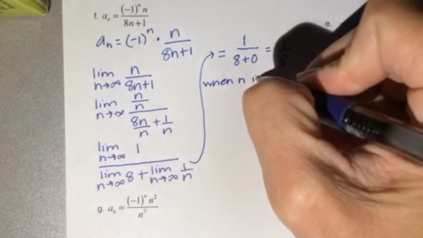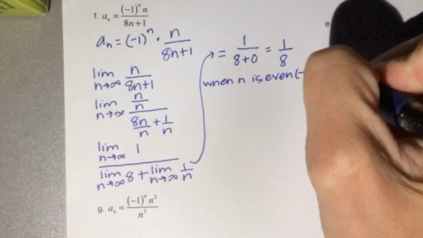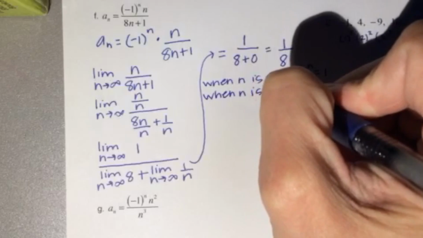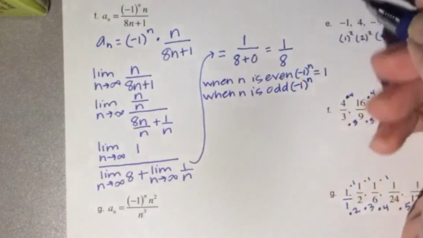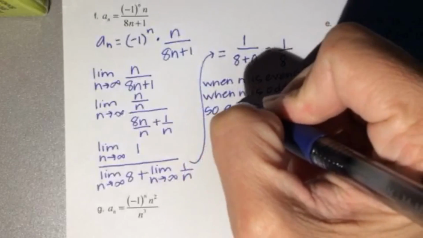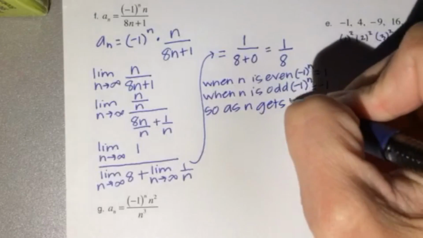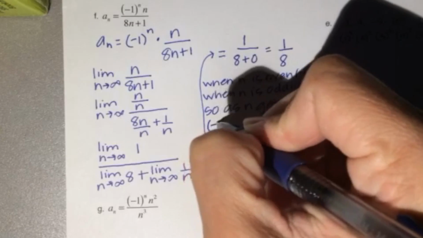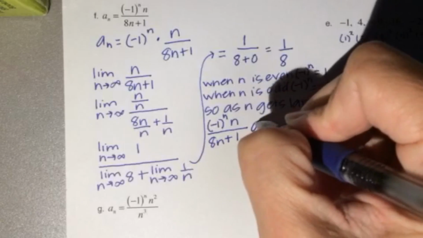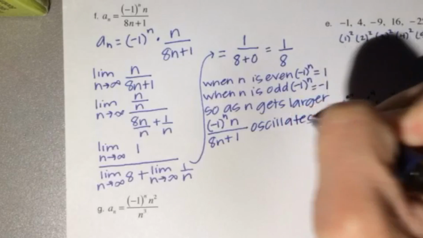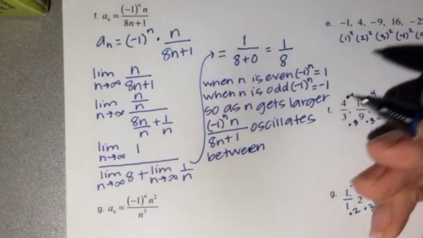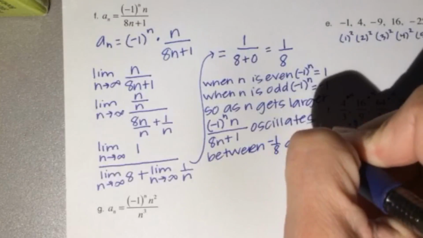is an even number, -1 to the n equals 1. And when n is odd, -1 to the n is equal to -1. So as n is getting larger, the sequence that we have, which is -1 to the n times n over 8n plus 1, is oscillating. So it oscillates between -1/8 and 1/8.